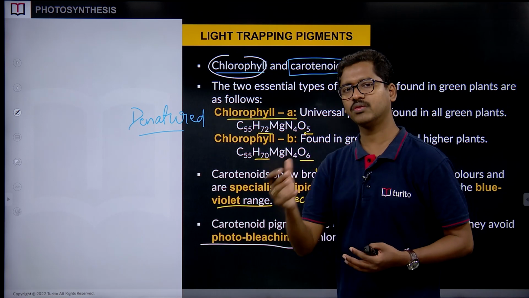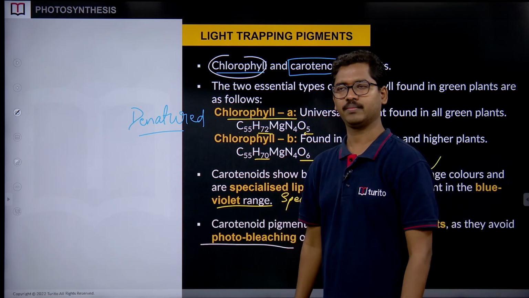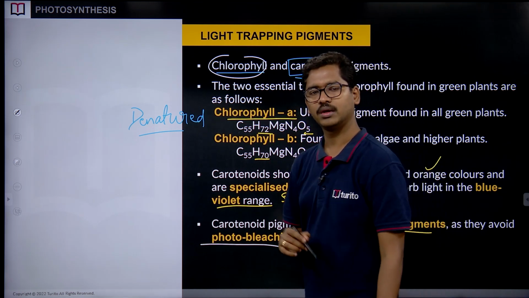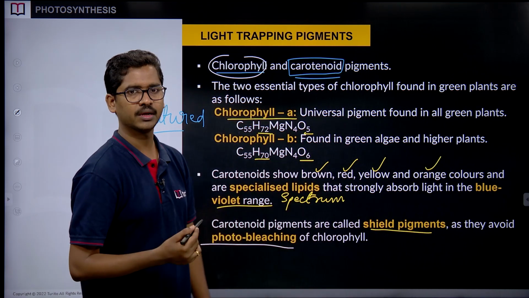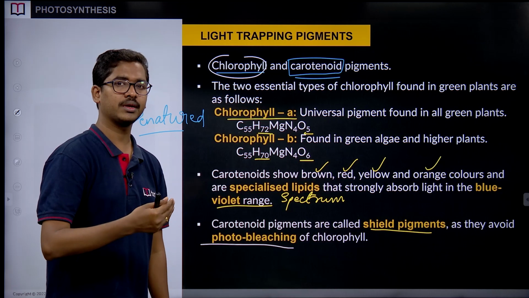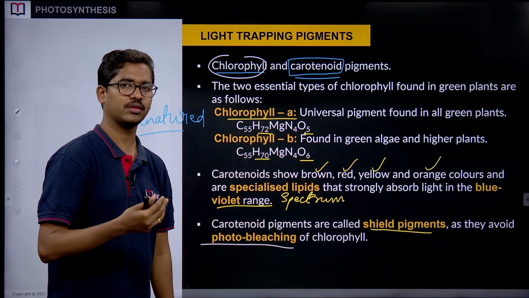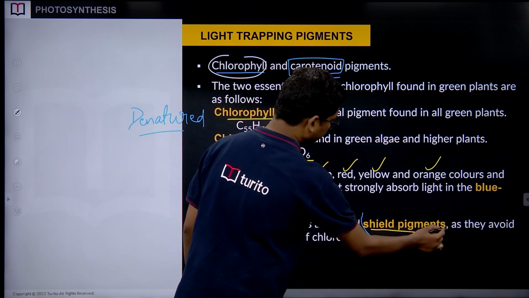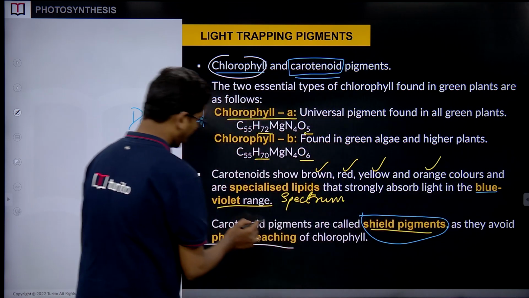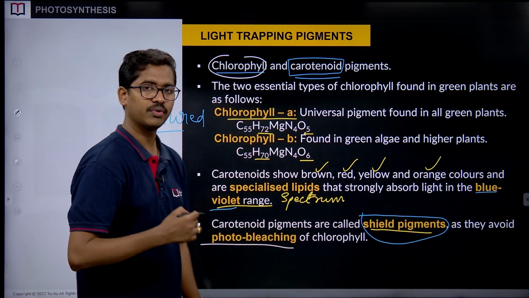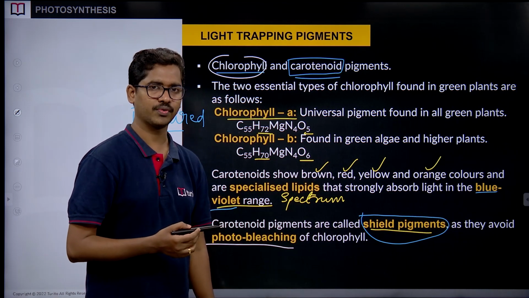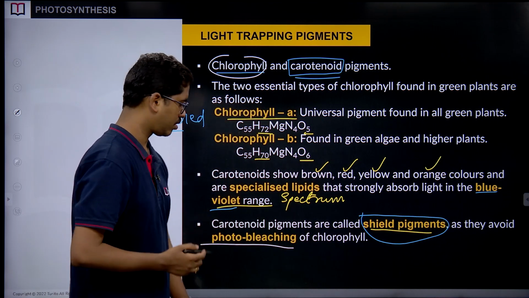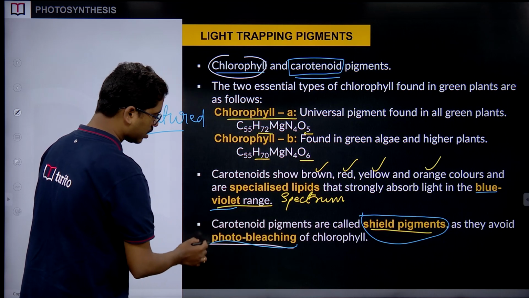So, it is not always the chlorophyll which traps the light. Along with chlorophyll, carotenoids are also present, and they have the ability to trap the sunlight and give that trapped sunlight's energy to the chlorophyll. Carotenoids are known as shield pigments because they absorb the light from the blue and violet range, convert it into the energy required for photosynthesis, and give it to chlorophyll. That is how they avoid photo bleaching.